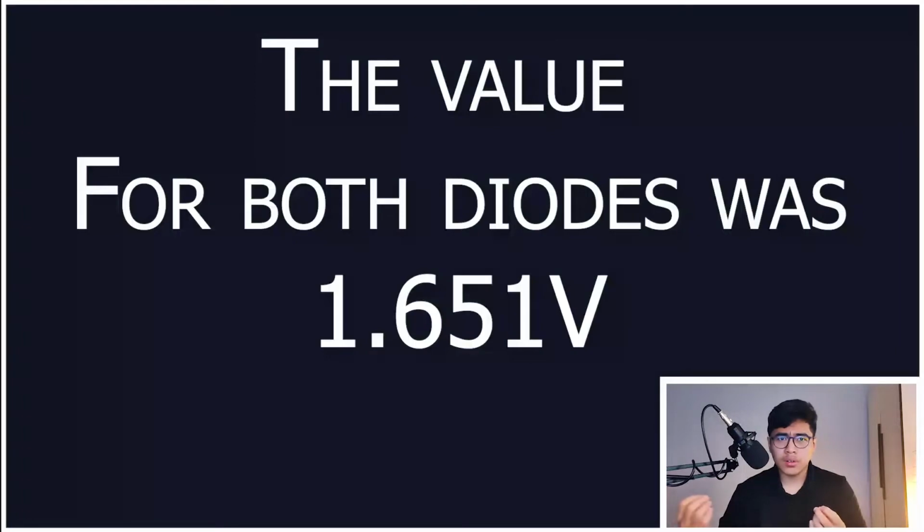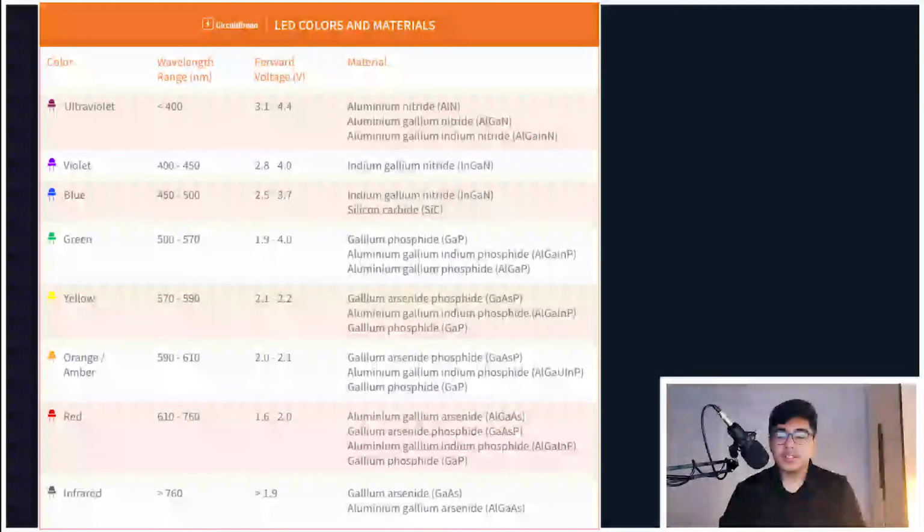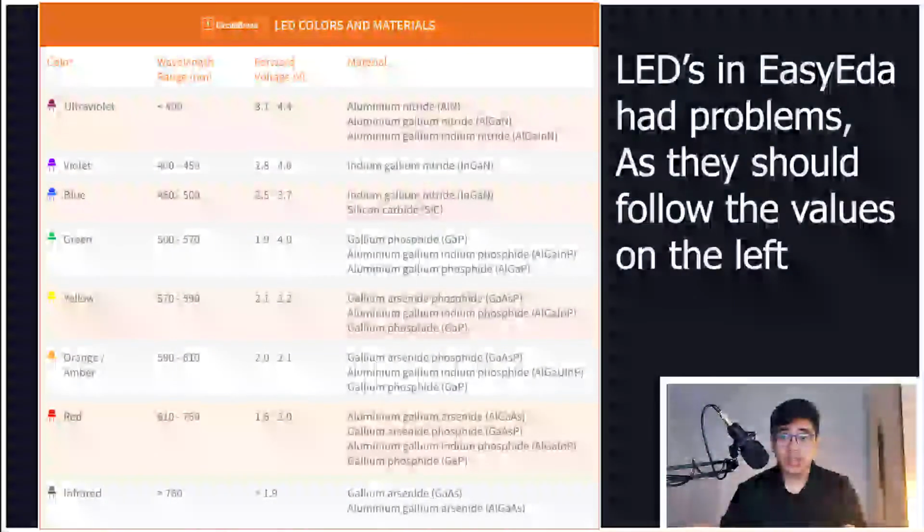After experimenting, the amount of voltage required for both yellow and red LEDs is 1.615 volts, though that doesn't seem to be right, as different colors should have different wavelengths. It seems that the LEDs in EasyEDA had problems, and I'd say investigating this part of the experiment was not successful.